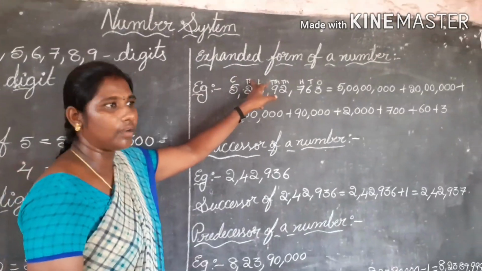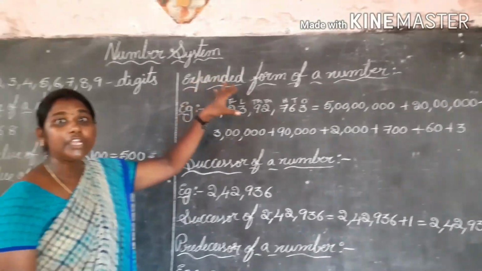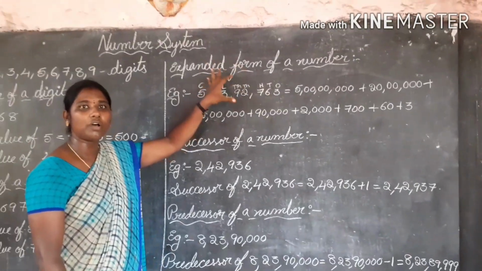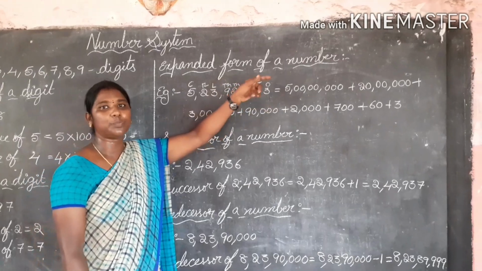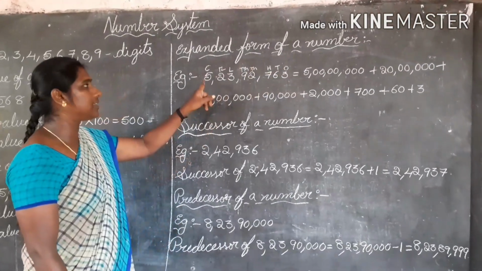Expanded form of a number. How do we expand a number? We expand the number according to its place. The expanded form of a number is the sum of its places.